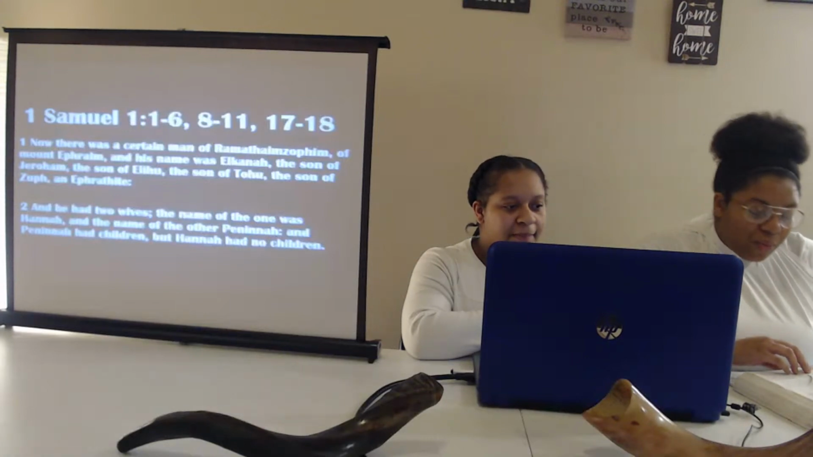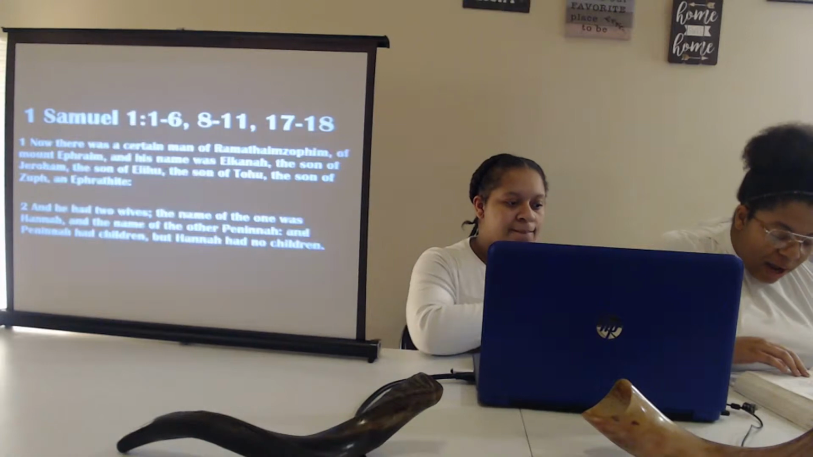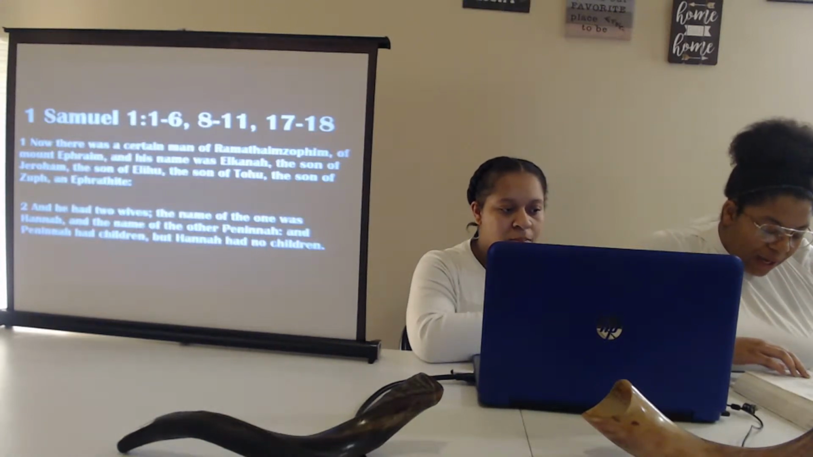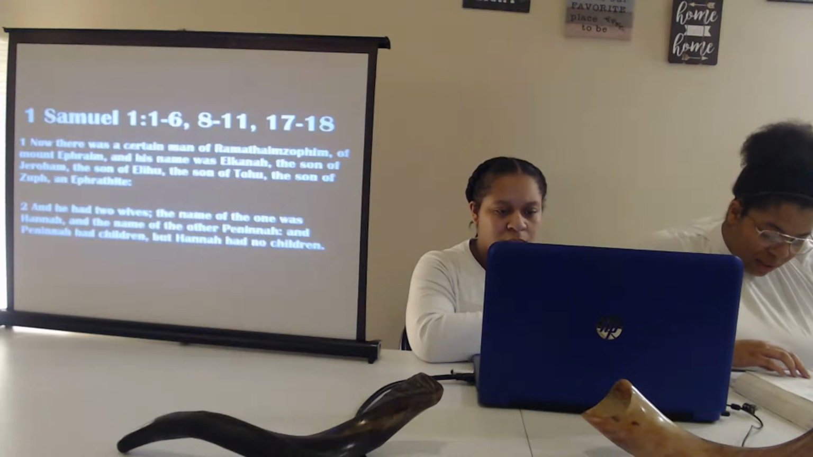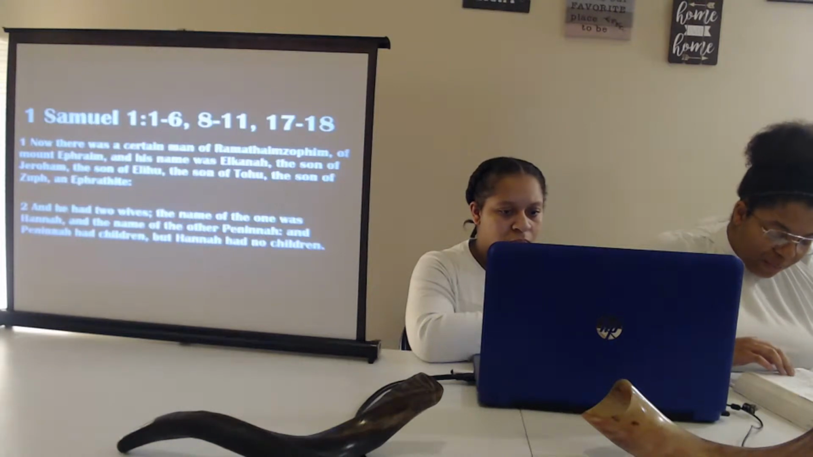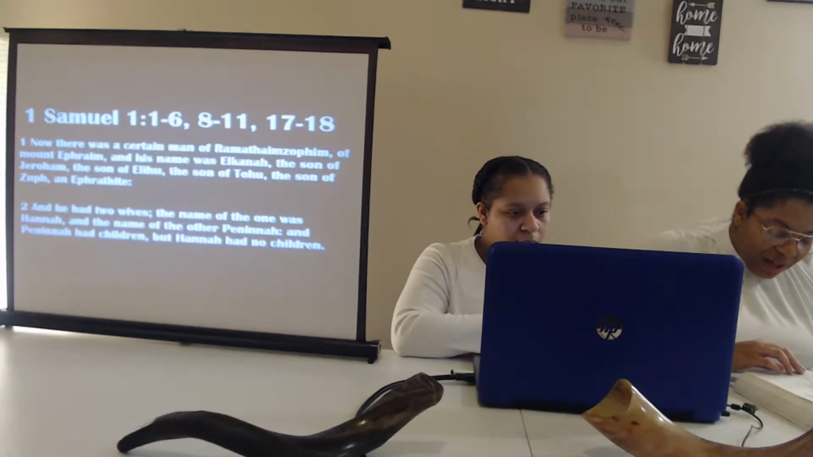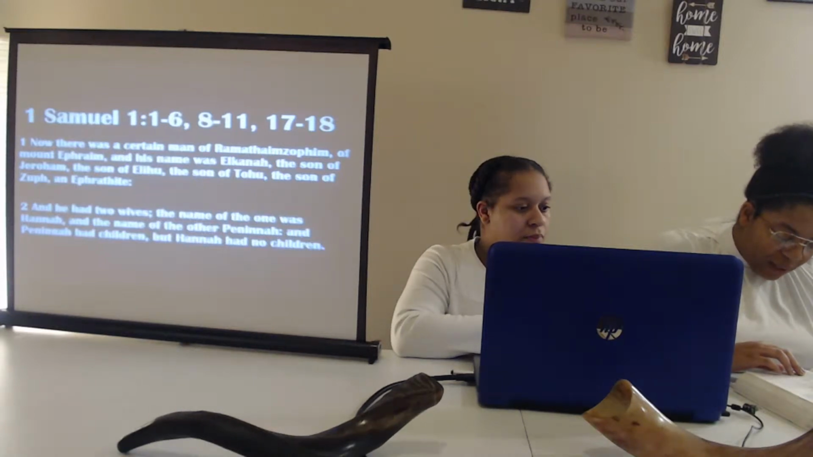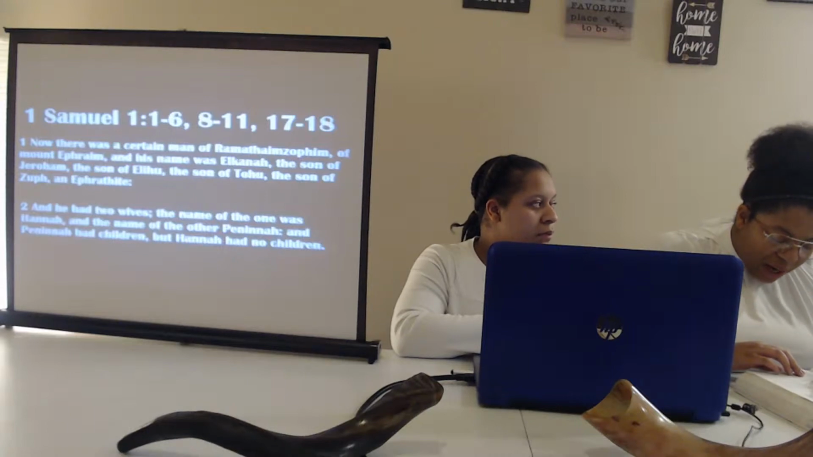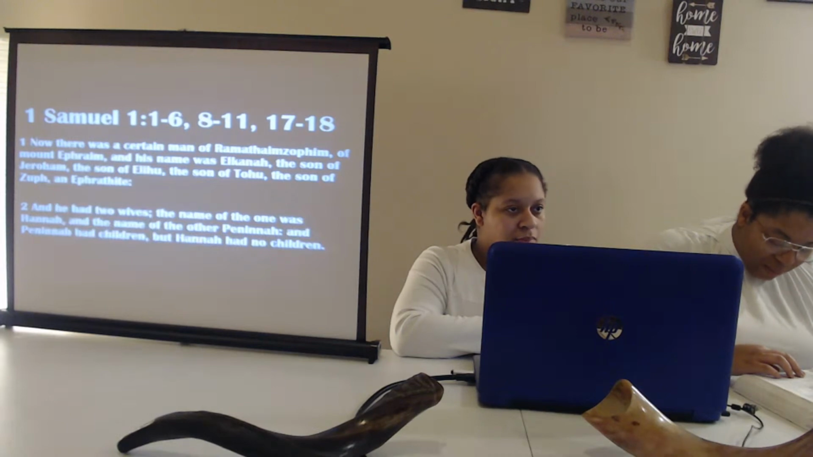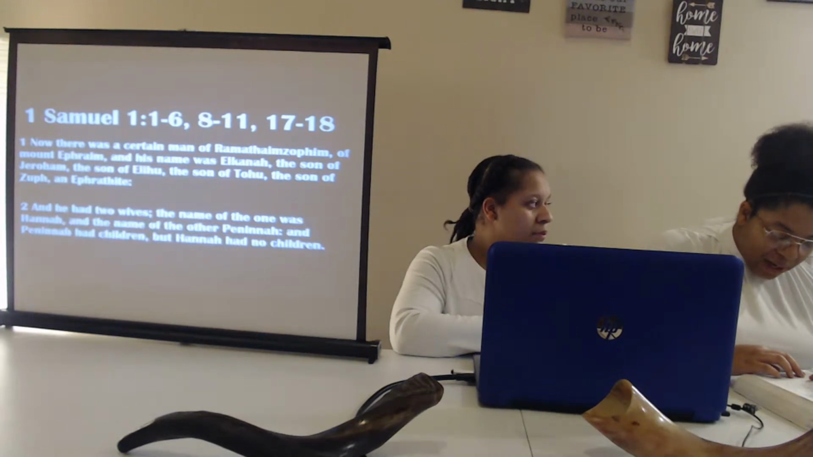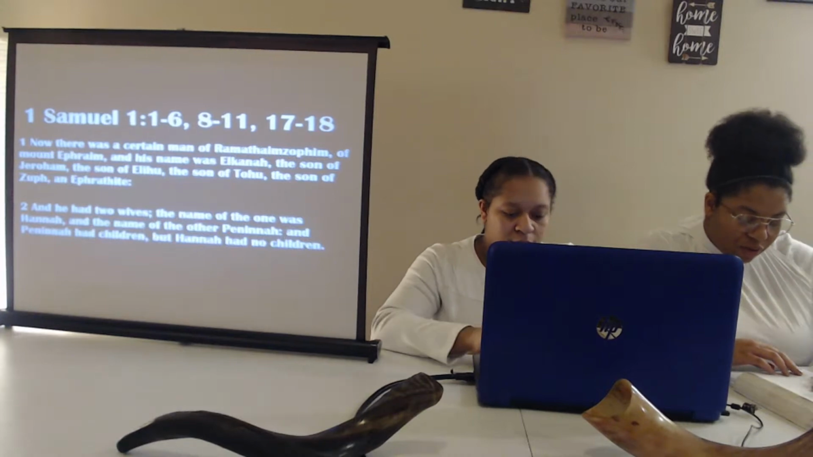First Samuel chapter 1, verse 1. Now there was a certain man of Ramathaim Zophim of Mount Ephraim, and his name was Elkanah, the son of Jeroham, the son of Elihu, the son of Tohu, the son of Zup, an Ephraimite. Verse 2. And he had 2 wives. The name of one was Hannah, and the name of the other was Peninnah. And Peninnah had children, but Hannah had no children.